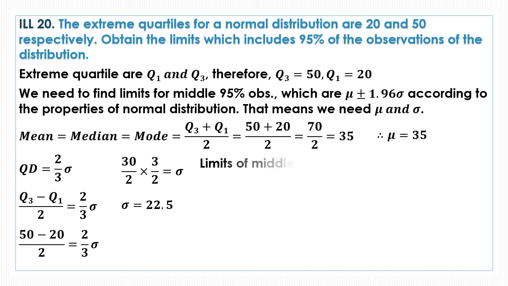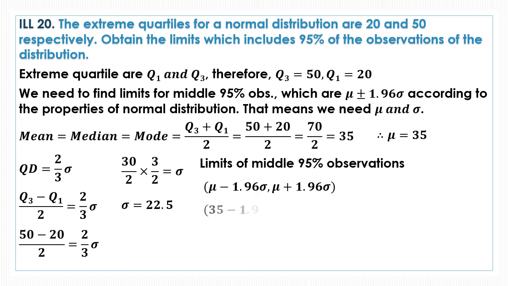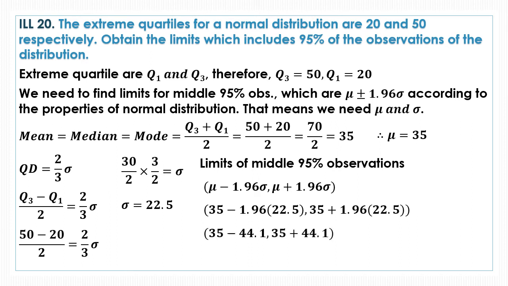Next, we are supposed to calculate limits of the middle 95% observations, that is mu plus minus 1.96 sigma. So that is mu minus 1.96 sigma and mu plus 1.96 sigma. Just put the values there. 35 minus 1.96 times 22.5, 35 plus 1.96 times 22.5. So it will be 35 minus 44.1, 35 plus 44.1. So the limits of 95% of the observations are negative 9.1, 79.1.